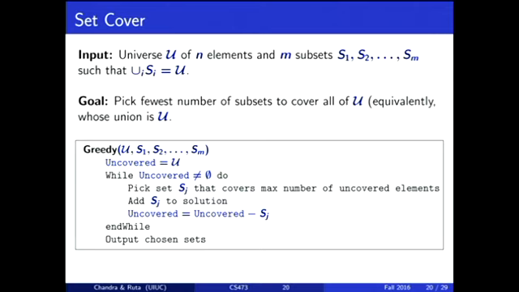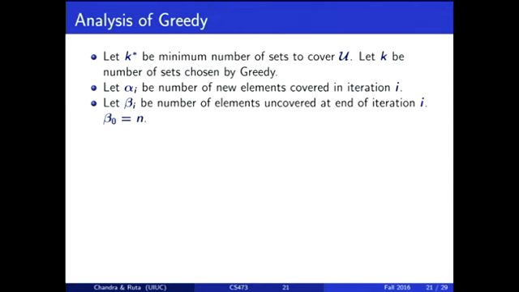Okay. So how do we analyze this? We'll see how bad it is: if there is a very small solution, how good is our solution? How many sets are we going to output compared to the optimal number of sets? That's what we want to understand. To make sense of that, let's put some notation. K star is the number of sets in the optimal solution. There is some very nice K star collection.